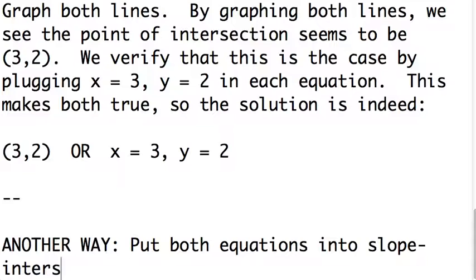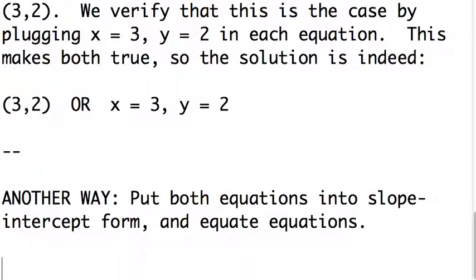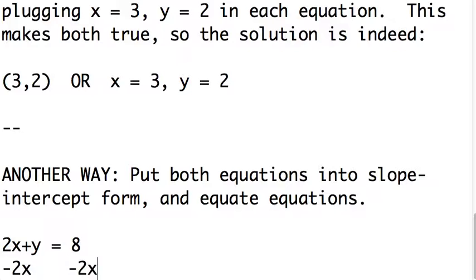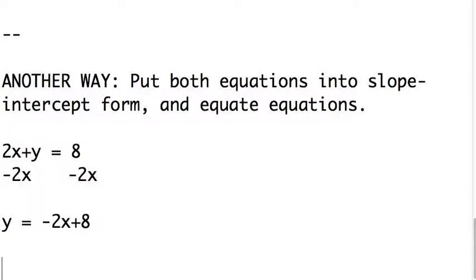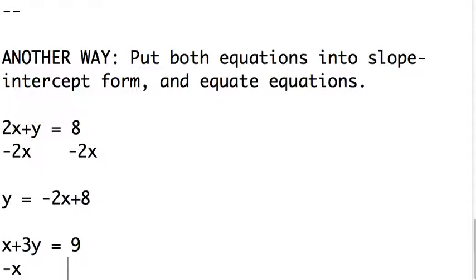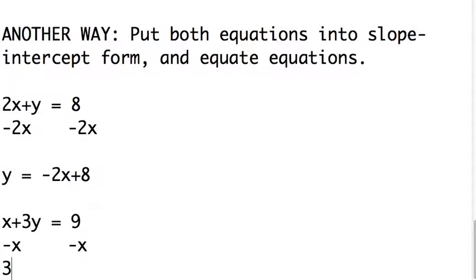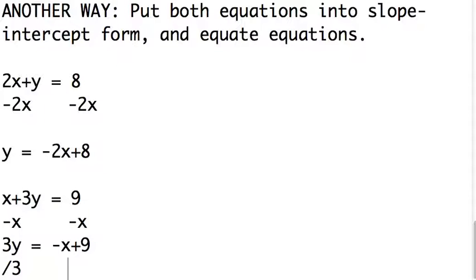into slope-intercept form and equate the equations. So, for example, if our first line was 2x plus y is equal to 8, if I subtract 2x from both sides, which I already did before while graphing this line, I get y is equal to negative 2x plus 8. For the second line, I have x plus 3y is equal to 9. I subtract x from both sides, and I get 3y is equal to negative x plus 9. And then I divide both sides by 3.